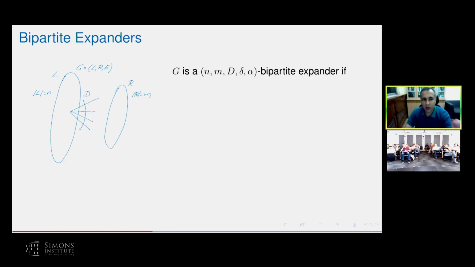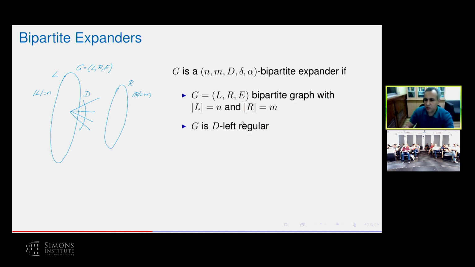And what do I mean by expanding graph over here? We talked about regular expanders in the previous talks. I'm going to talk about bipartite expanders. I'll say a bipartite graph, L R E, is an (n, m, D, delta, alpha) bipartite expander if it has the following properties. Before, n and m refer to the sizes of the two sides, and if you want rate, we want m to be smaller than n.